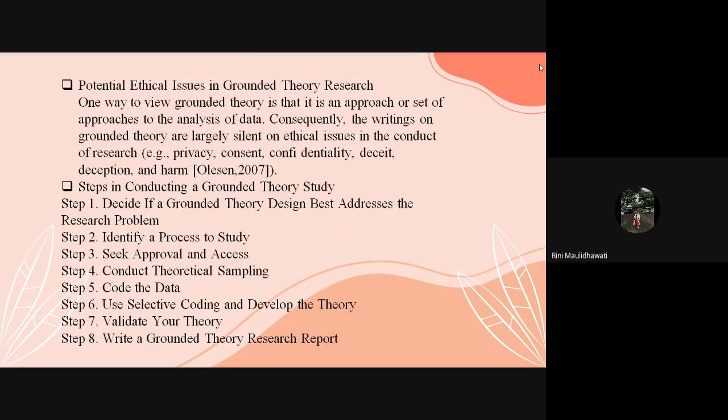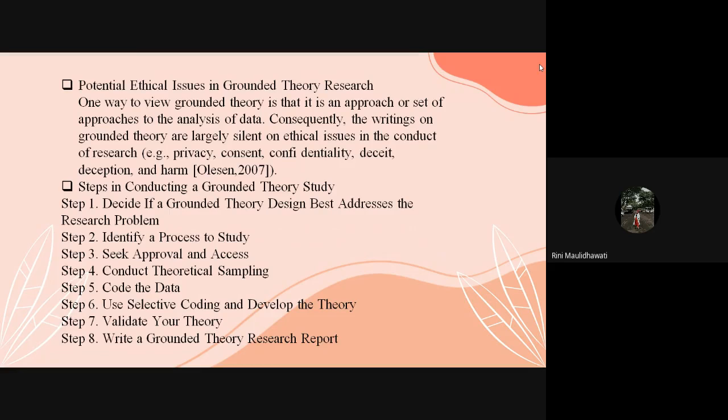For finding potential ethical issues in grounded theory research, one way to view grounded theory is that it is an approach or set of processes for the analysis of data. Consequently, the writings on grounded theory are largely silent on ethical issues in the conduct of research, for example, privacy, consent, confidentiality, deceit, deception, and harm, according to Paulson in 2007.